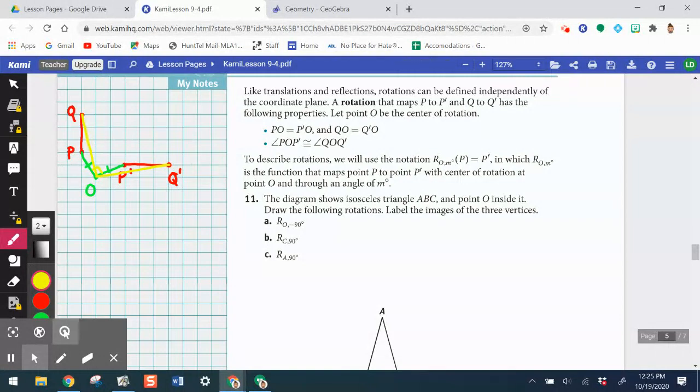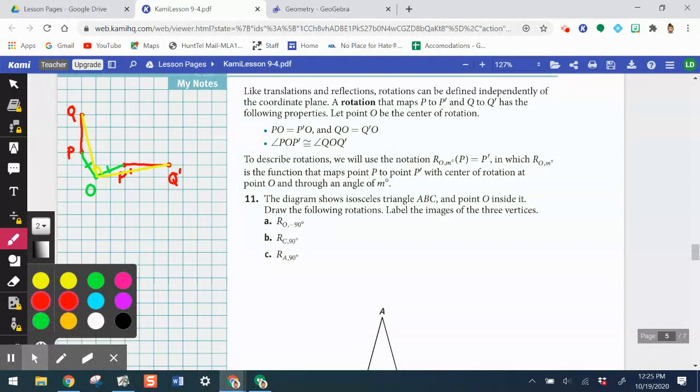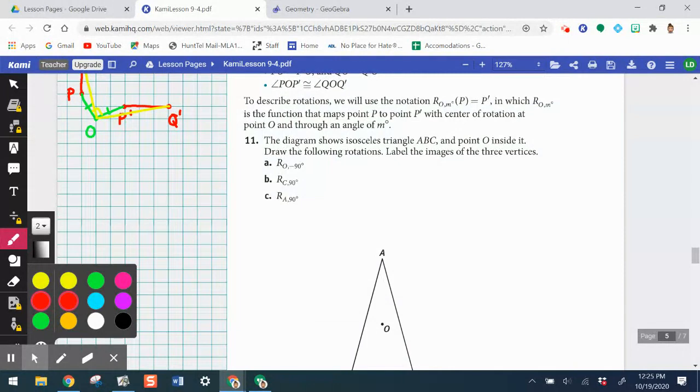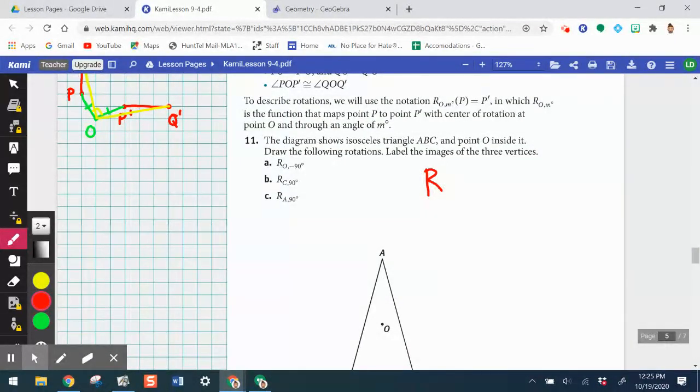Now, to describe rotations, we will use the following notation, just like we saw with translations and reflections. There is a notation. So let me explain what a couple of these key components are. Pun intended. In fact, the capital R stands for rotation. The first subscript letter next to it, subscript is when it's written on the bottom, like a submarine, is O. This is our center of rotation. What follows after the comma, m degrees, is the angle of rotation. So those are the two key components.